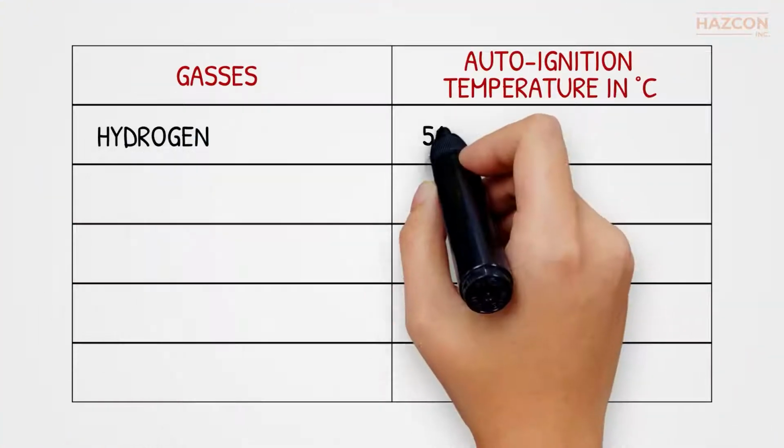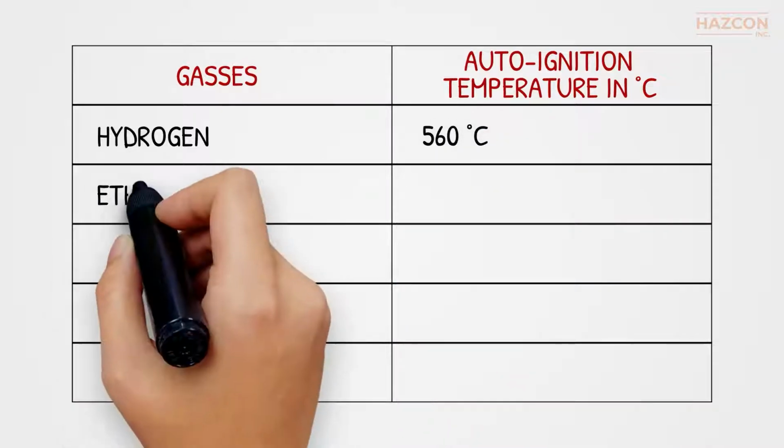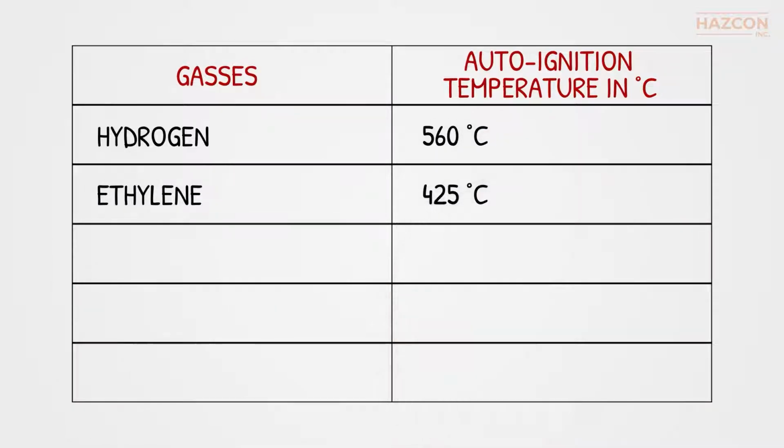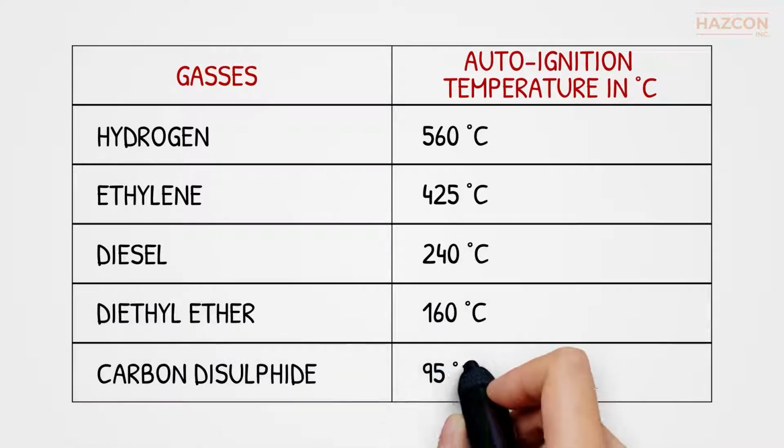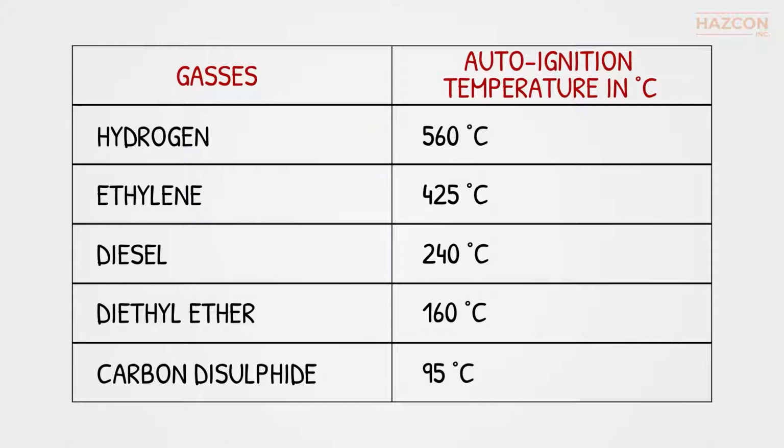For instance, hydrogen has an auto-ignition temperature of 560 degrees Celsius, ethylene 425, diesel 240, diethyl ether 160 and carbon disulfide has 95 degrees Celsius. Let's use an example to clarify these concepts.